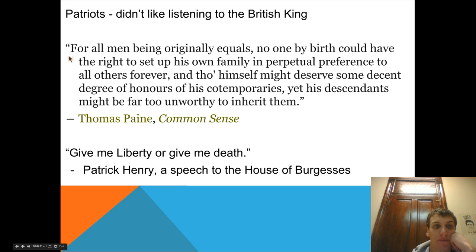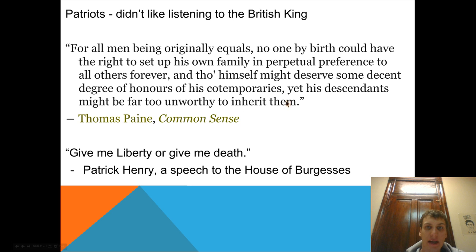So he says, "For all men being originally equals, no one by birth could have the right to set up his own family in perpetual preference to all others forever, and though himself might deserve some decent degree of honors of his contemporaries, yet his descendants might be far too unworthy to inherit them."